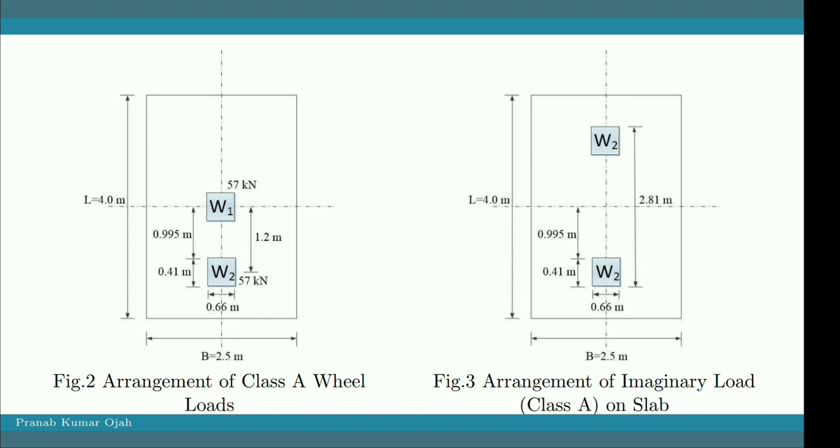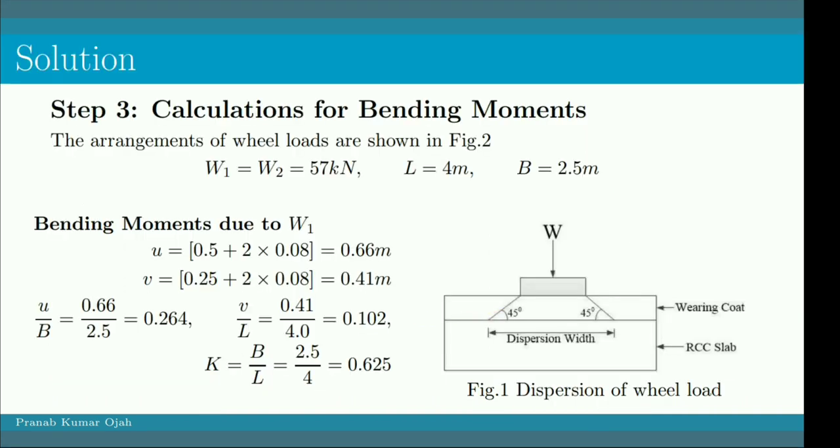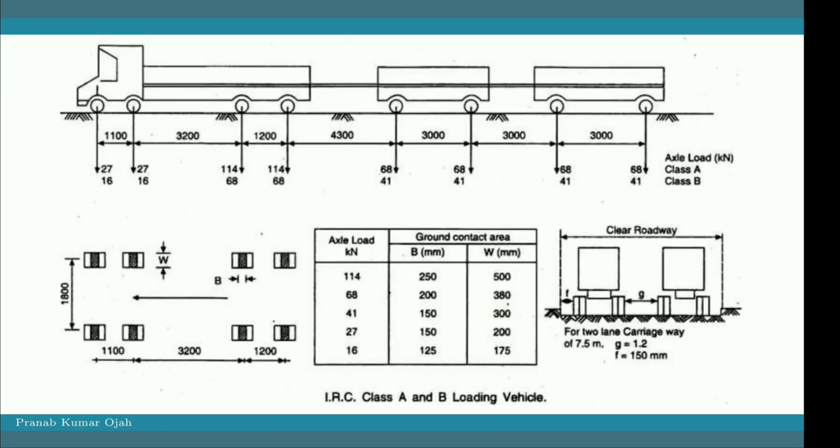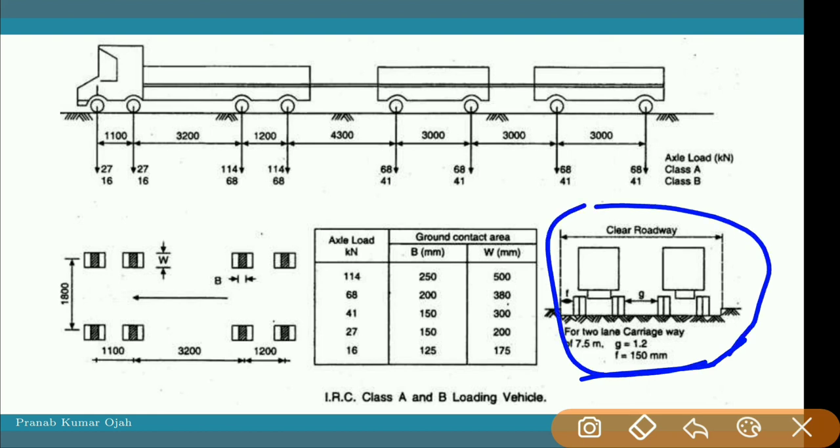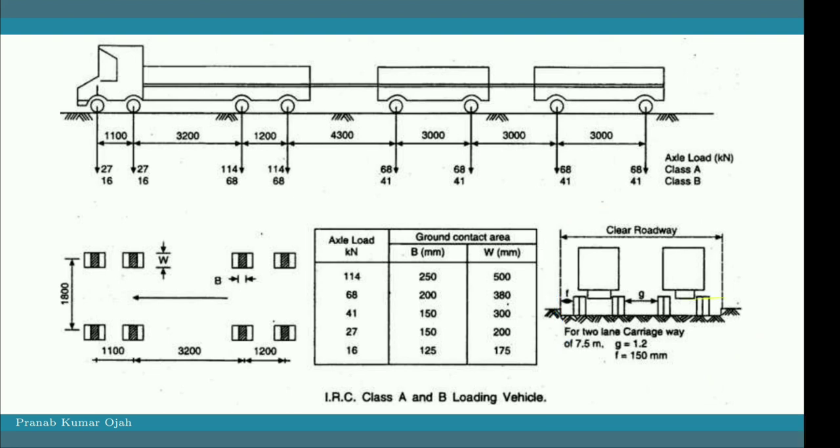wheel, the second wheel will be placed on the slab panel, and the distances of the two wheels from each other are according to the IRC Class A loading, as given in IRC 21, IRC 6. So these are the dimensions which we have to follow when we place two wheel loads on the slab panel.